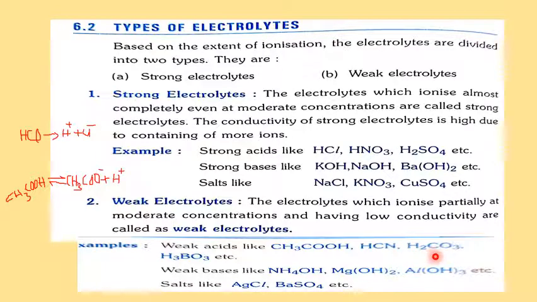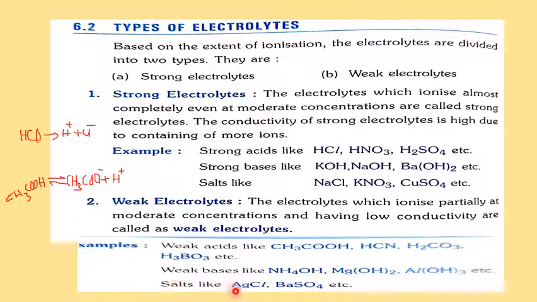Next, H2CO3, this is also a weak electrolyte, dissociates into 2H+ and CO3 2-. Next, H3BO3 dissociates into H+ and H2BO3-. Next, weak bases also; all these are weak acids. Weak bases like NH4OH, this is important, dissociate into NH4+ and OH-. Mg(OH)2 dissociates into Mg2+ and 2OH-. Next, Al(OH)3 dissociates into Al3+ and 3OH-, etc. All these are weak bases.